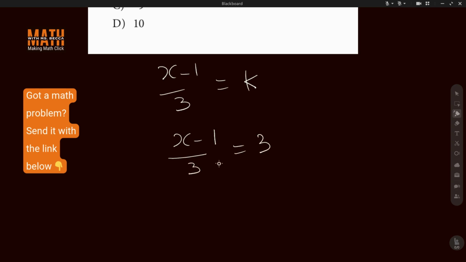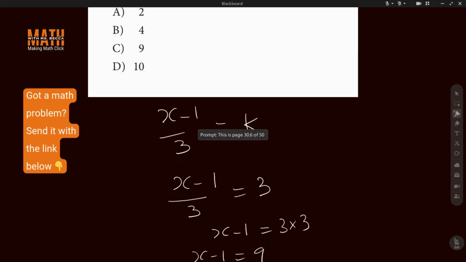And here we can cross multiply so that we have x minus 1 equal to 3 times 3, and x minus 1 will be equal to 9. Then x will be equal to 9 plus 1, and that is 10. The option is D. D is the answer to this question.